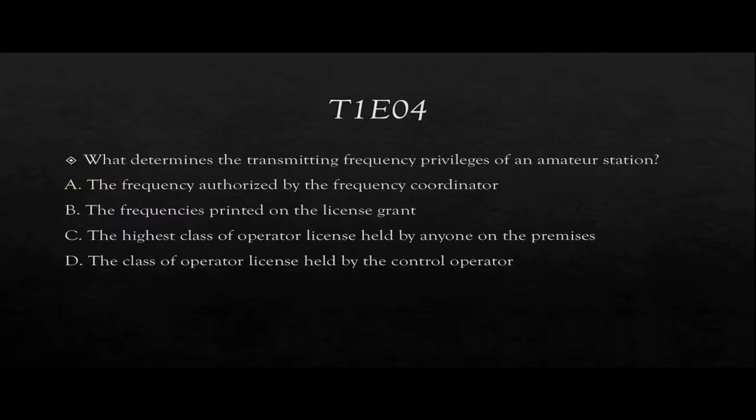4. What determines the transmitting frequency privileges of an amateur station? A, the frequency authorized by the frequency coordinator. B, the frequencies printed on the license grant. C, the highest class of operator license held by anyone on the premises. Or D, the class of operator license held by the control operator. This one's a little tricky, okay? So especially when we're thinking about clubs, we're getting clubs together. We have different people. We have some technicians. We have some general. We have some extra.